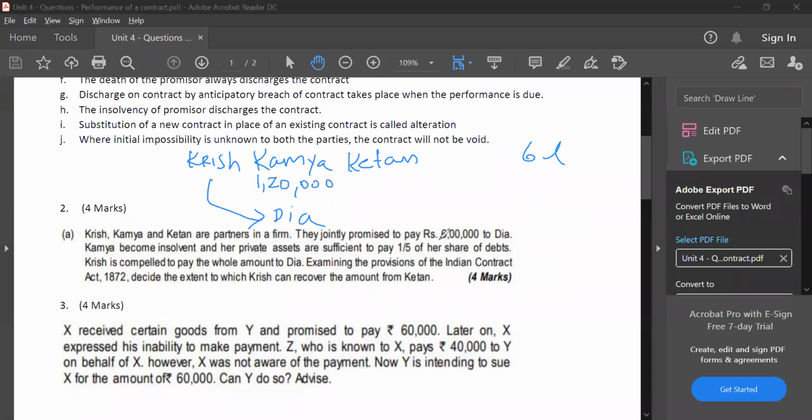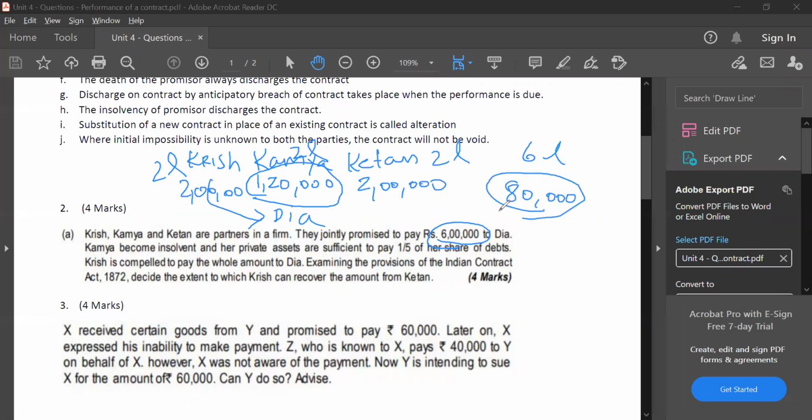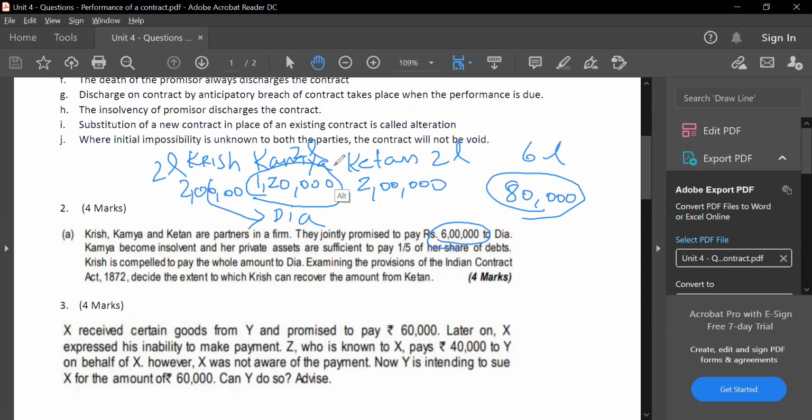Follow, guys. Everybody should pay equally, correct? So Ketan should pay 2 lakhs, Krish should pay 2 lakhs, Kamya should pay 2 lakhs. This is the logic. Everybody should pay 2 lakhs actually. But what is happening? Kamya is paying only 1,20,000. Let's say Ketan paid full 2 lakhs and Krish also paid full 2 lakhs. First round, Krish paid 2 lakhs, Ketan paid 2 lakhs, Kamya paid only 1,20,000. Now, what is the balance deficit? 80,000 is the deficit. Krish paid on behalf of Ketan.